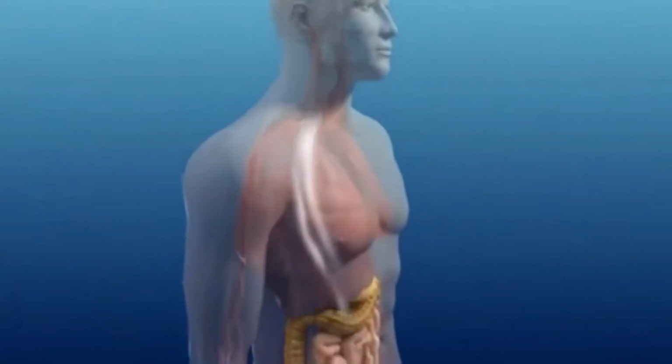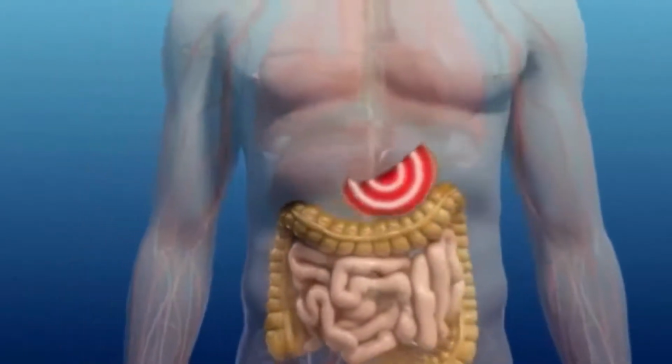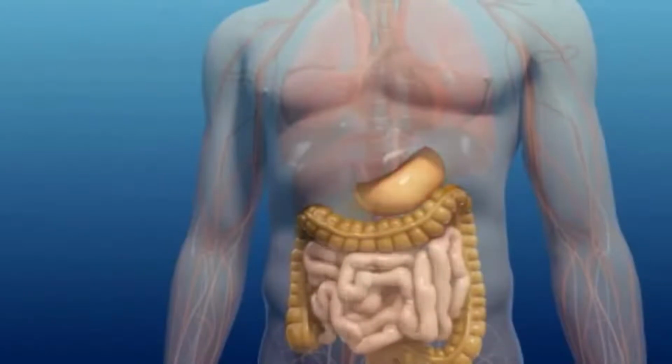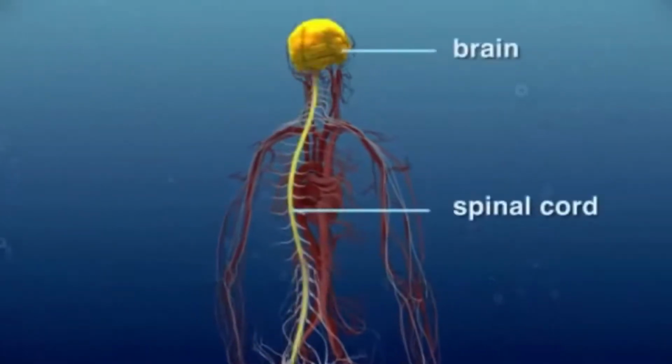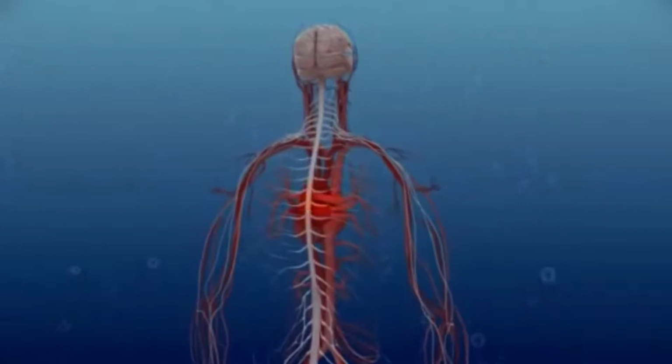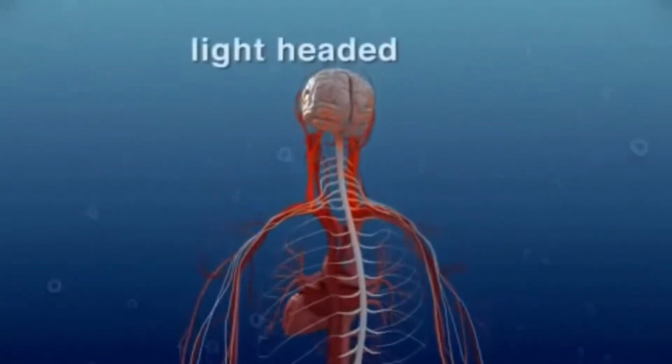Alcohol enters the body and ends up in the stomach, at which point about 20% is absorbed immediately, and the other 80% is absorbed in the small intestine. The heart then pumps the absorbed alcohol to every part of the body, including the central nervous system, which consists of the brain and spinal cord, and it gets to the brain really fast. So that's why even after just one drink you can feel lightheaded or relaxed.